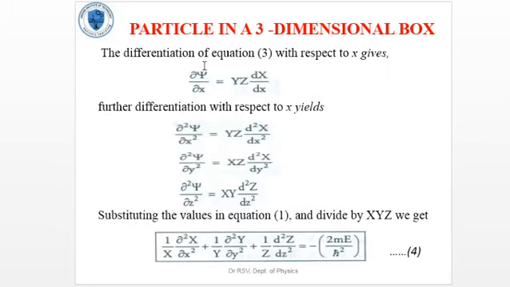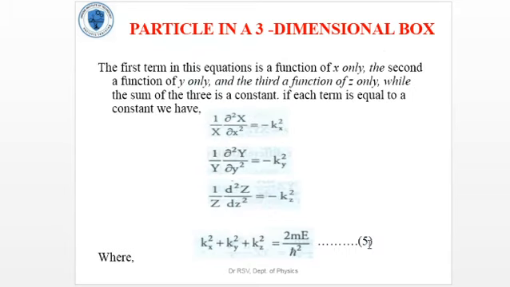Differentiating equation 3, we get ∂ψ/∂x equal to YZ dX/dx. Further differentiation with respect to x yields ∂²ψ/∂x² equal to YZ d²X/dx², and similarly d²Y/dy² and d²Z/dz². Substituting the values in equation 1 and dividing by XYZ, we get 1/X d²X/dx² plus 1/Y d²Y/dy² plus 1/Z d²Z/dz² equal to minus 2mE by h cross squared.